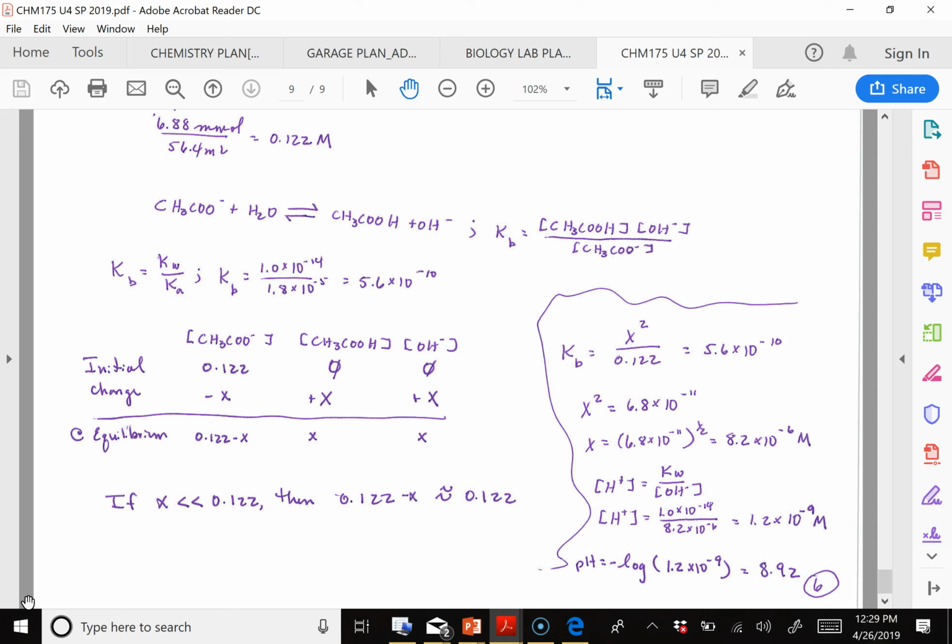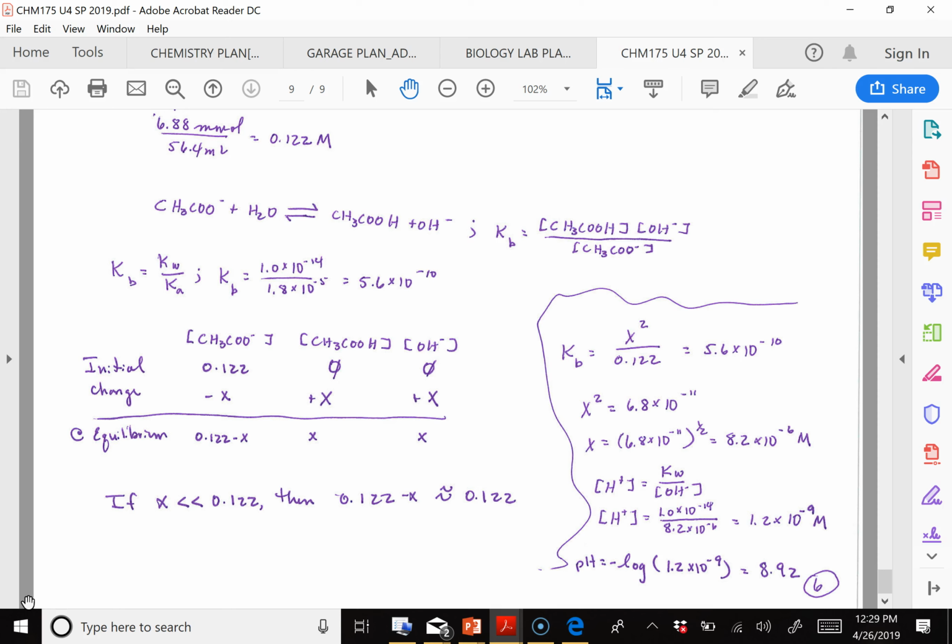Plug into our Kb expression now. Kb is equal to the molar concentration of acetic acid times the hydroxide ion divided by the molar concentration of the acetate ion. Solving for x, you end up with x is equal to 8.2 times 10 negative 6 molar. Now again, part of working any sort of problems in physical science is laying it out so that you remember what the x is. X is the molar concentration of the hydroxide ion.